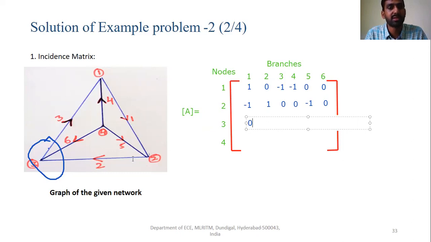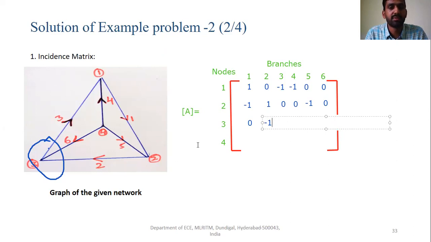So, what about branch number 2? Branch number 2 is incident to node number 3, and also it is oriented towards node number 3. If it is oriented towards node number 3, the element is going to be minus 1.